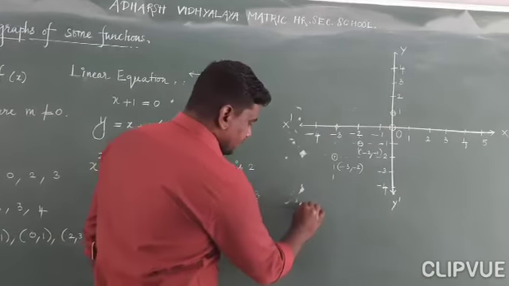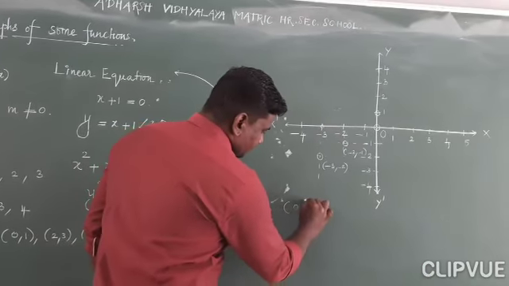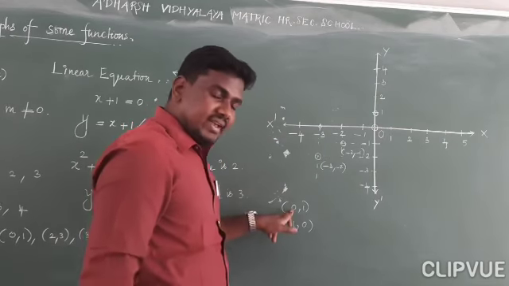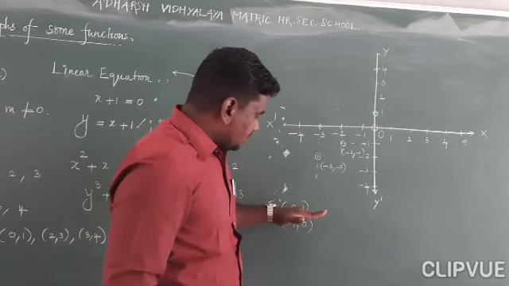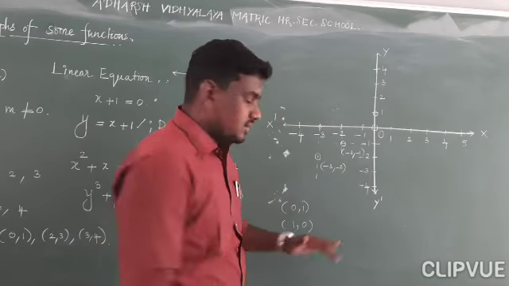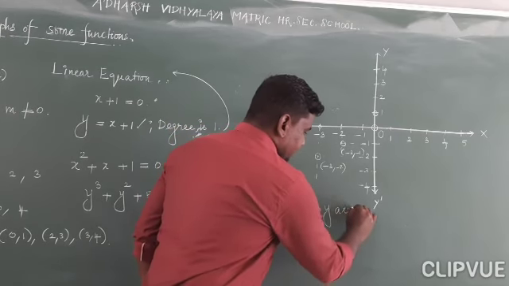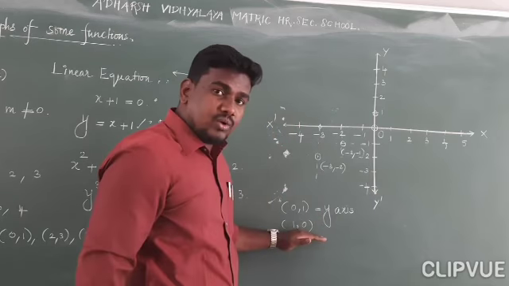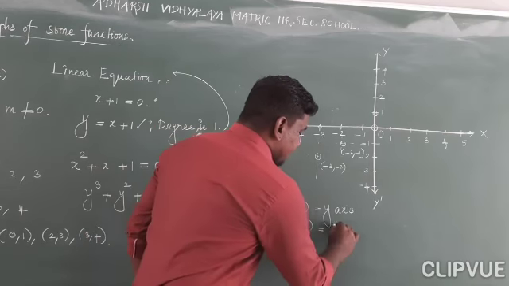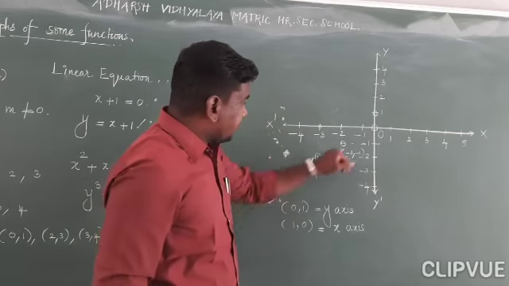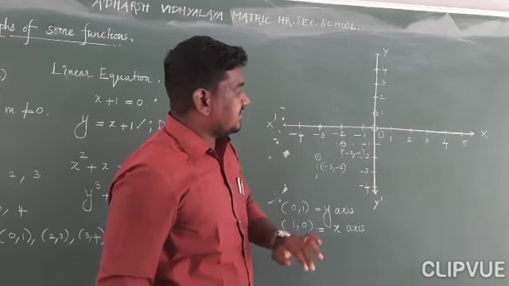This is very important. 0 comma 1 and 1 comma 0. Here the value of x is equal to 0, so this point must lie on the y axis. If the value of y is equal to 0, the point lies on the x axis. Okay, so here 0 comma 1 lies on the y axis.